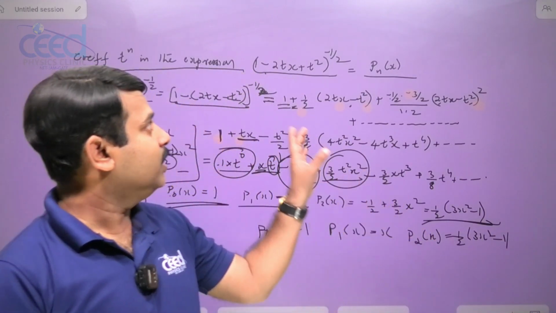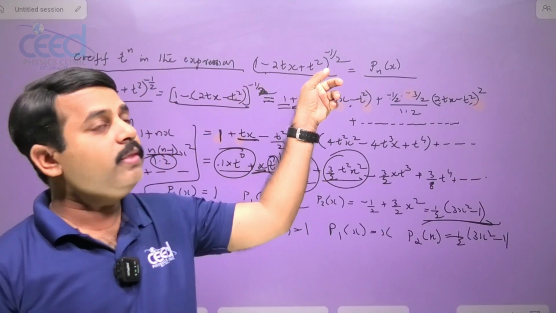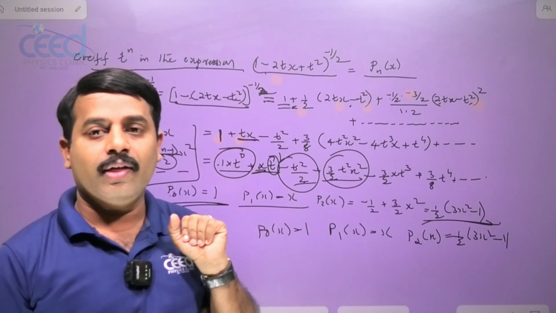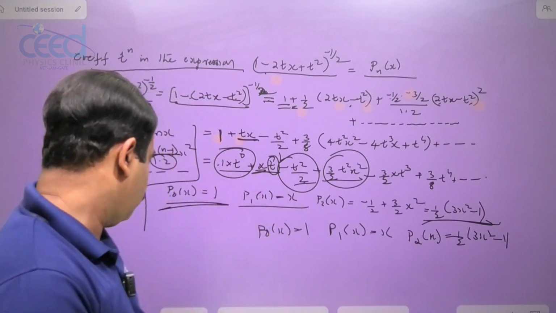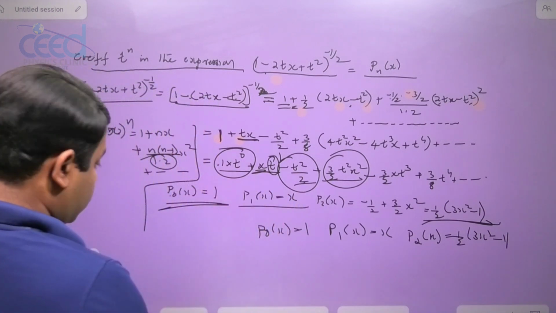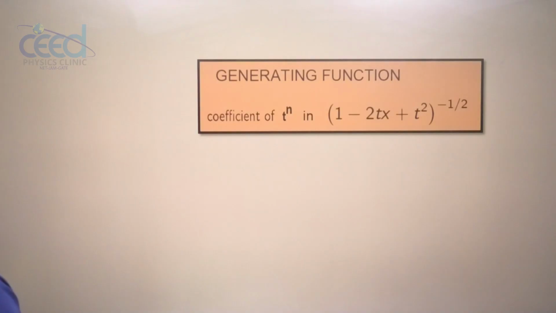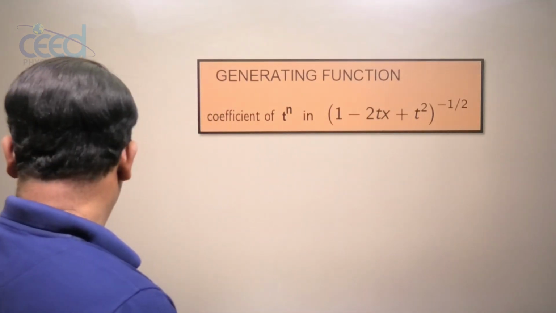So this is the generating function, meaning when you expand this using the binomial theorem, the coefficient of t raised to n, you get Pn of x, right. Now let us go to the main board. So this is about the generating function, alright.